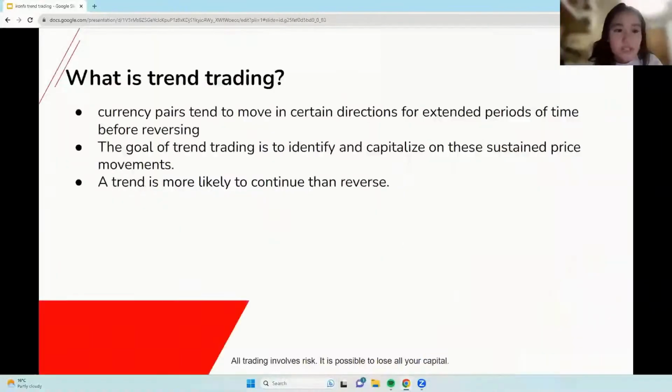So what exactly is trend trading? It's a popular strategy used in Forex markets by traders to take advantage of the directional movement of currency prices over time. As a beginner, understanding trend trading can help you to make more informed trading decisions. Trend trading is based on the idea that currency pairs tend to move in certain directions for extended periods of time before reversing. These movements can be upwards, referred to as an uptrend, or downward, which would then be referred to as a downtrend.